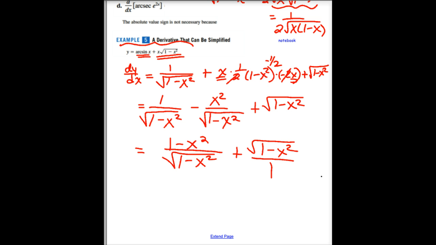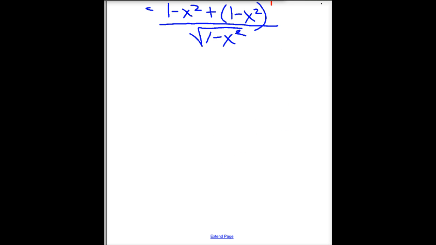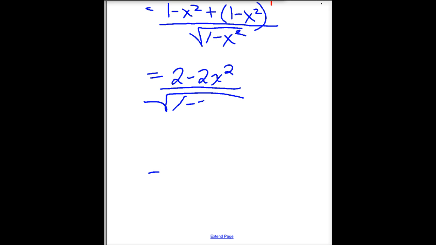Now I'm going to do my crisscross. So I've got 1 minus x squared minus, plus is my link. This would be square root times square root will undo each other. And then that would be all over 1 minus x squared. When I clean that up, what I will see is a 2 minus 2x squared over the square root of 1 minus x squared.